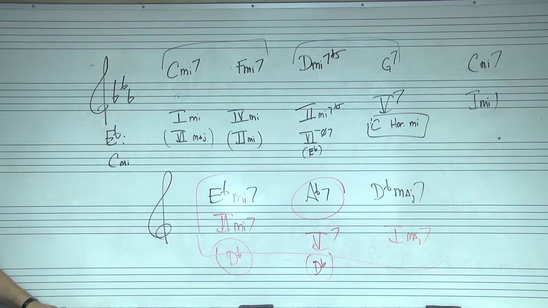So what kind of progression do we have? A 2-5-1, right? 2-5-1 in D flat. Now in jazz music, the most popular progression of all is the 2-5-1. In jazz music, that is it. 2-5-1, 2-5-1, 2-5-1.